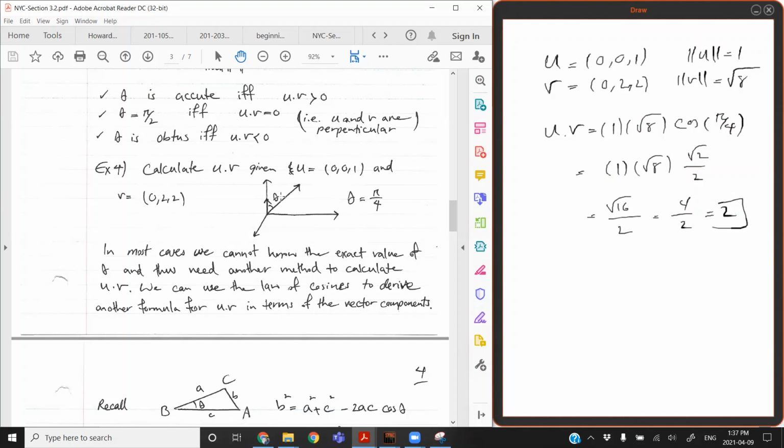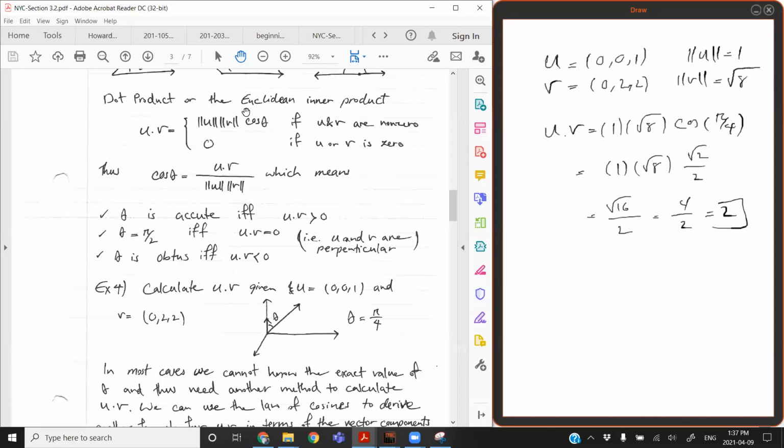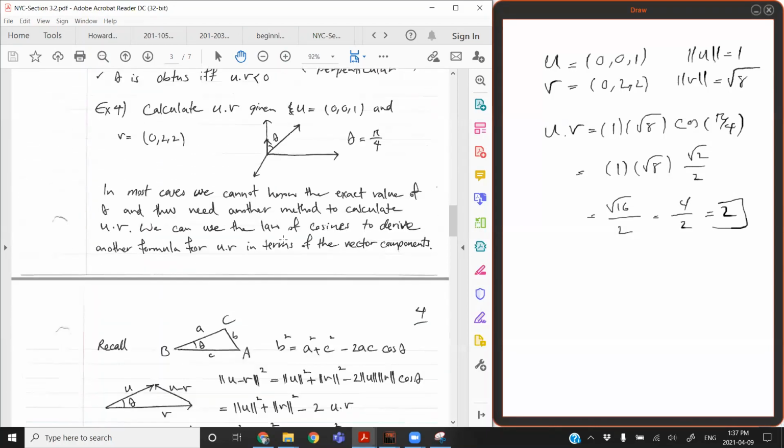But generally, if I just give you two vectors, you wouldn't be able to find the angle like that. As I said, this is just an exception, and we're trying to practice this formula that we defined here. In most cases, we cannot know the exact value of theta, and thus we need another method to calculate u dot v, a method that depends on the components, so that if you just know the components, you will be able to do the operation.